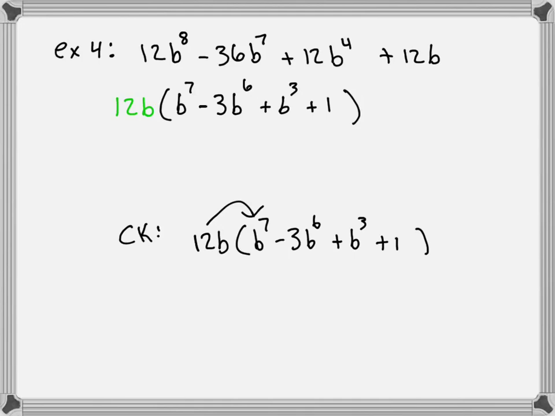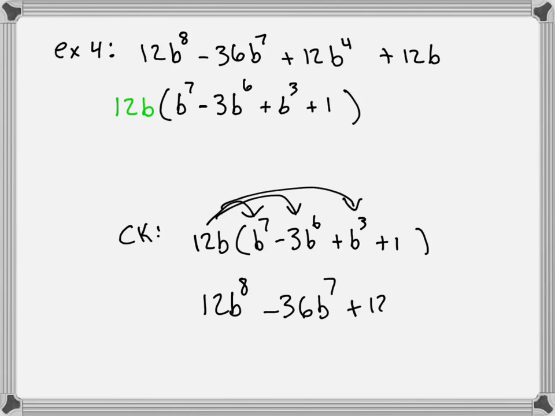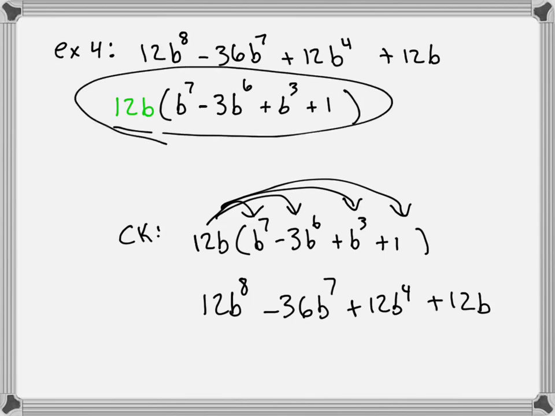So 12b times b to the 7th is 12b to the 8th. 12b times negative 3b to the 6th is negative 36b to the 7th. 12b times b cubed is 12b to the 4th. And 12b times 1 is 12b. So we do have our answer there. Hopefully this video helps you understand how to factor out a monomial from a polynomial.